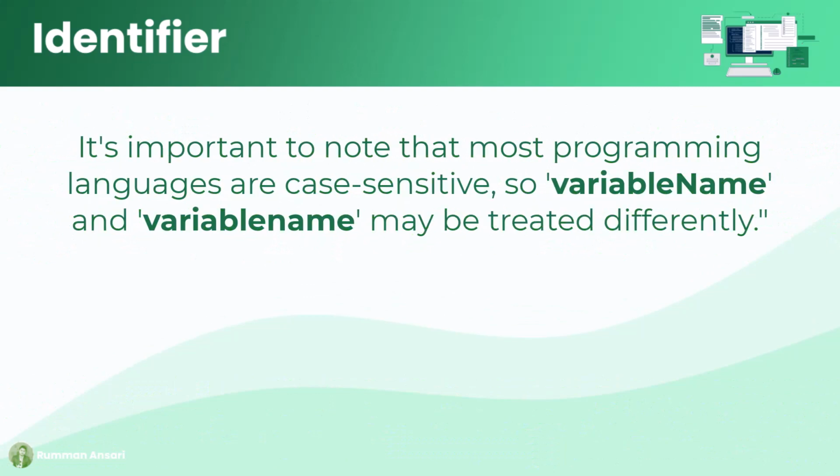It's important to note that most programming languages are case sensitive. So you have to remember that this particular variable name and this particular variable name are different, because here the N is capital but here the n is a small letter. So those are two different identifiers. Remember that some programming languages are case sensitive.